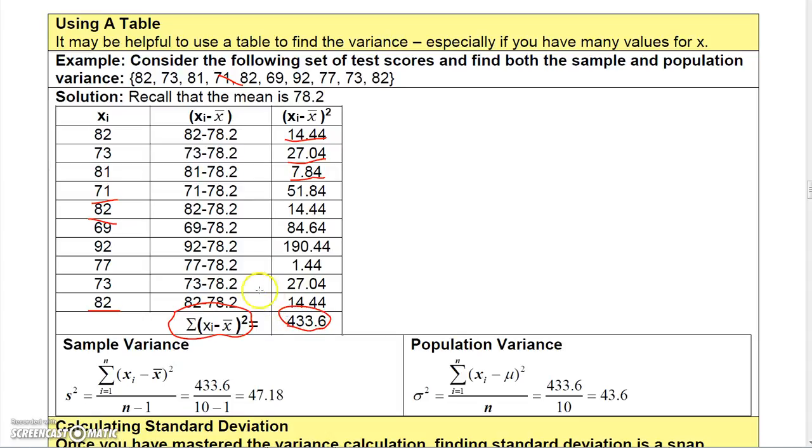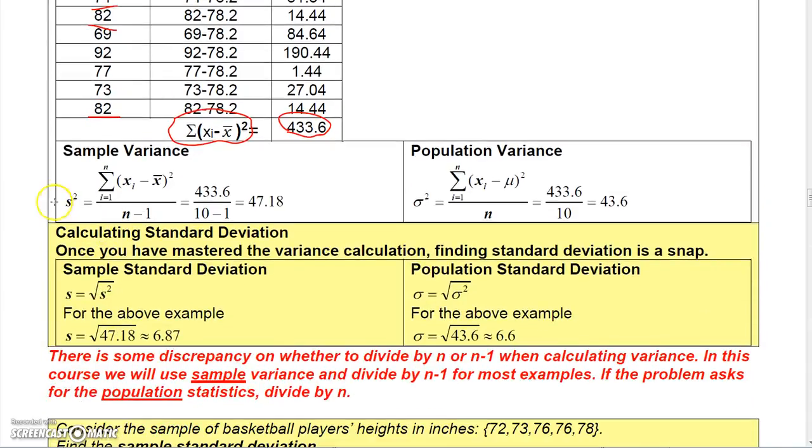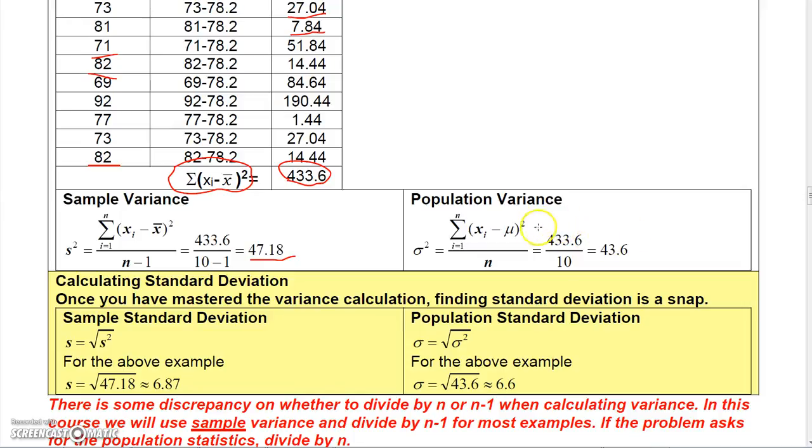Now, if we're assuming this is a sample, we will actually divide by n minus 1, which is 9, and get 47.18. But if we are calculating population variance, we would divide by n, which is 10, and we would get 43.6.